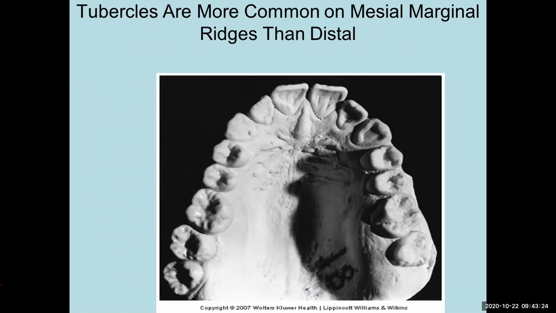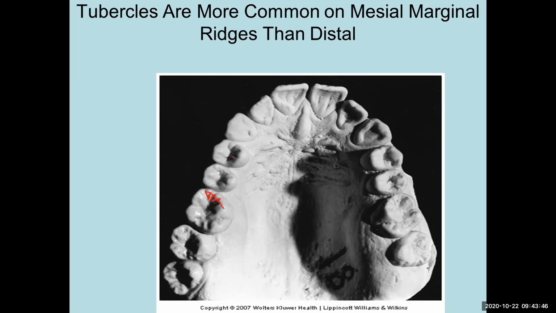Tubercles are more common on the mesial marginal ridge than on the distal. Look how wrinkly this mesial marginal ridge is. Those are tubercles. And the ridge, this is that mesial marginal ridge.